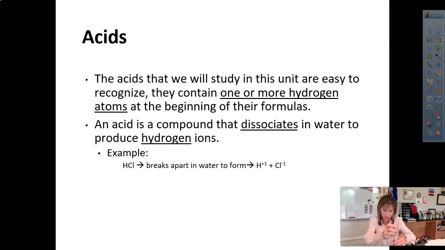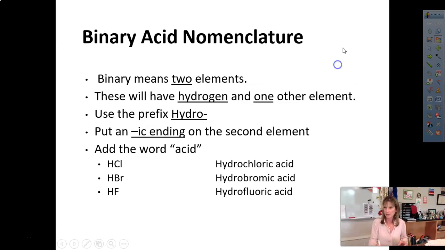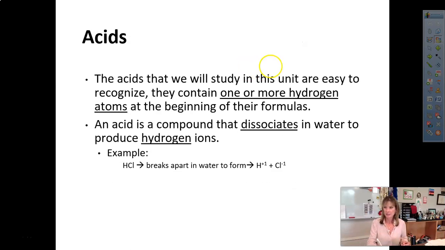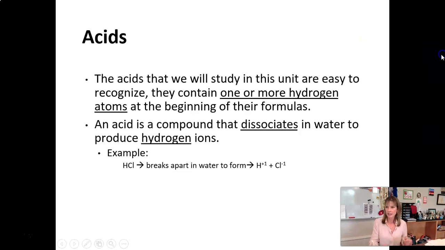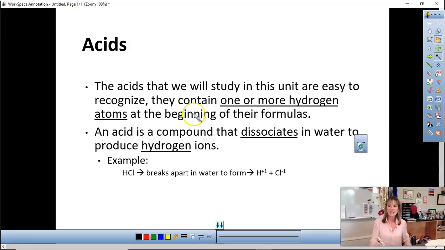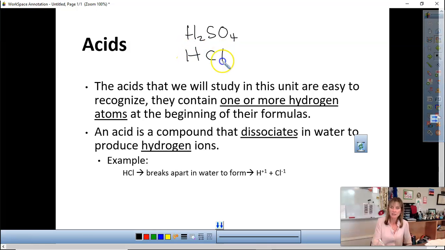Let me see if I can draw them here. All right, so they'll form different types of acids: H2SO4, HCl, HNO3. Okay, you'll recognize these are acids because they have the hydrogen in the front.